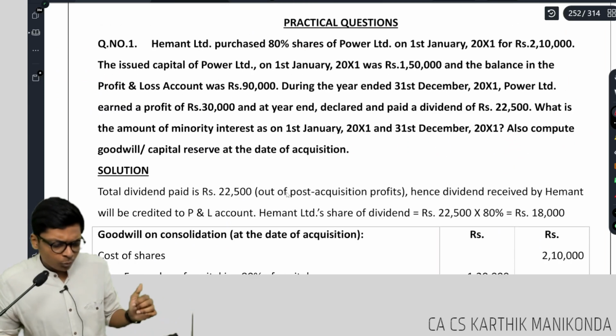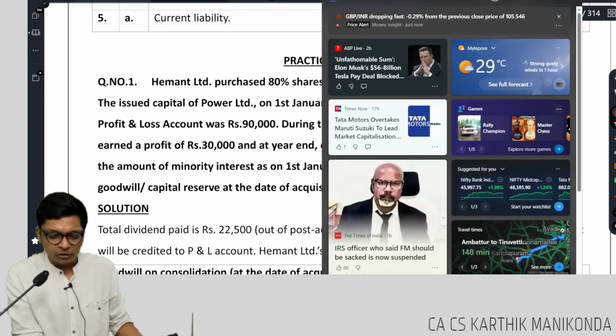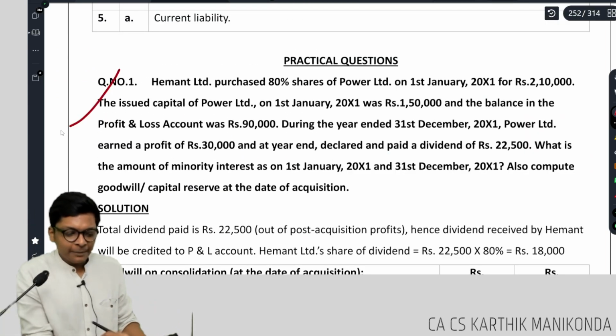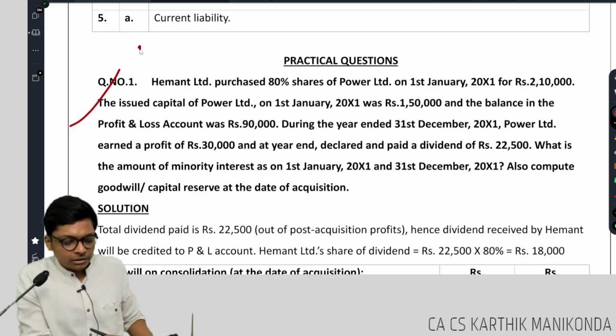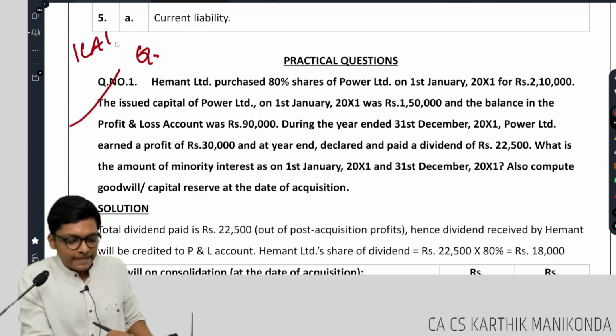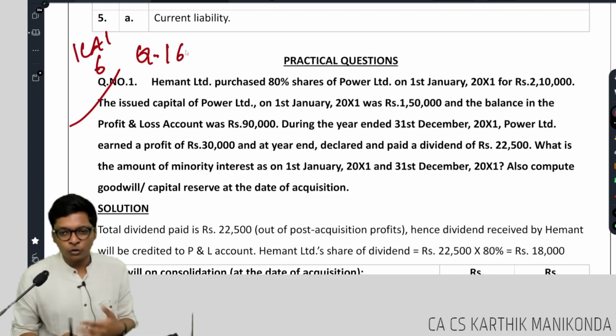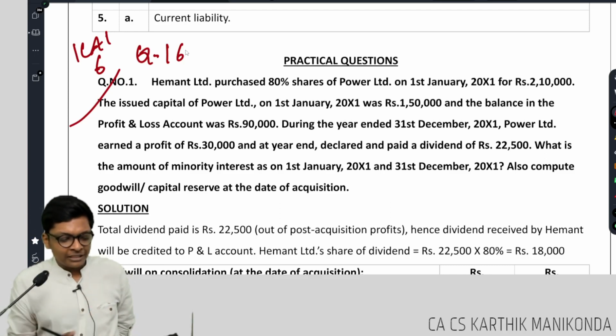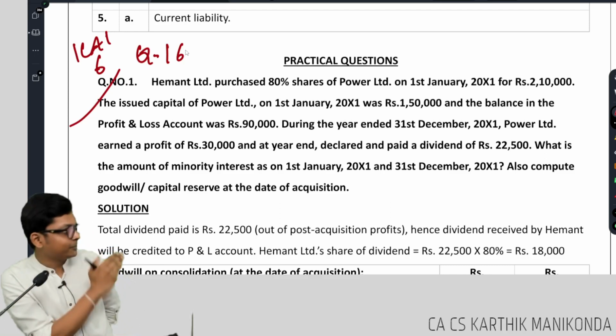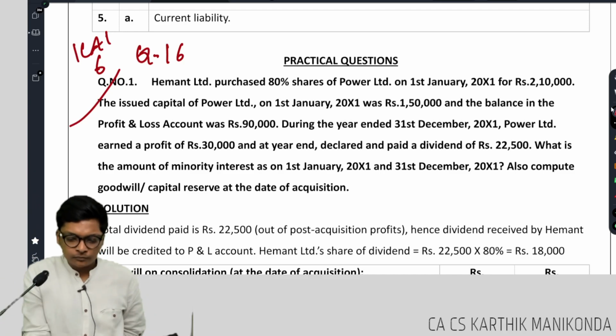Illustration. One last question for the day, most probably. Let's do this. Hemant Limited. Okay, practical question 1 for you guys. Tell me the ICAI question number. ICAI question 6. ICAI 6 for you guys, question 16. You get the flow. For one set of students, question 16. ICAI practical 6. For another set of students, it's in the book. If you have this book now, question number 1.